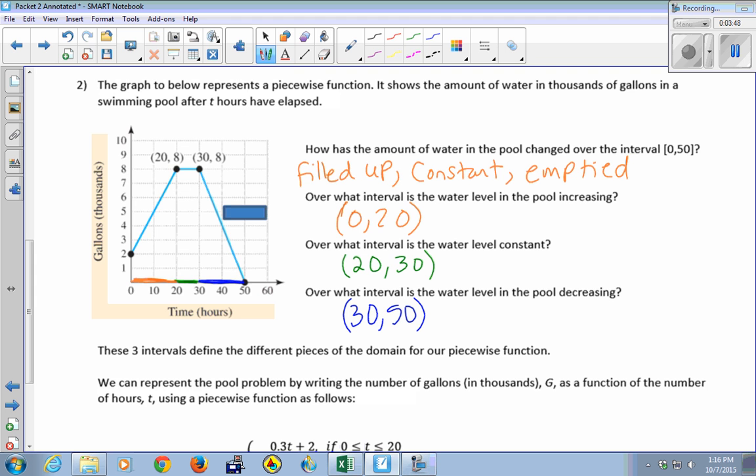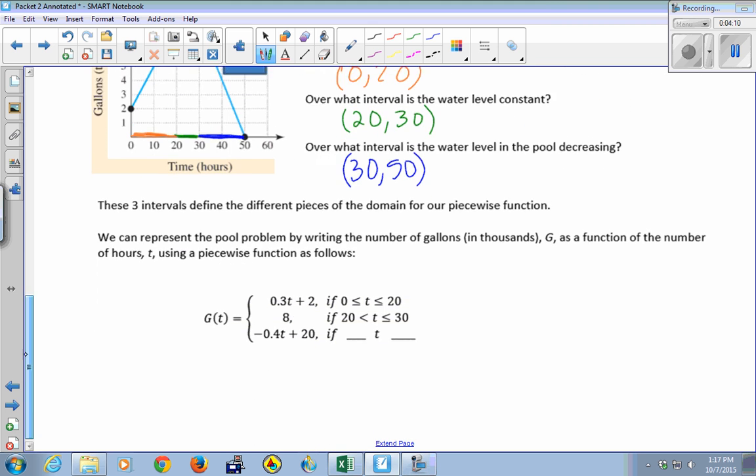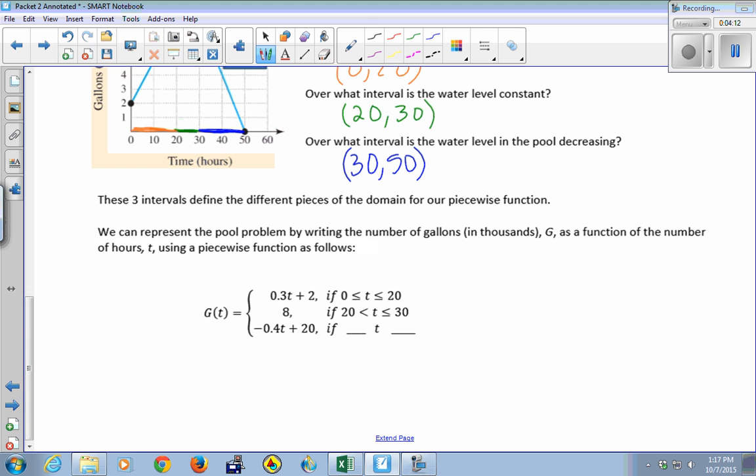So these three intervals that I wrote over here and highlighted on the axis, they define different pieces of the domain for our piecewise function. Okay, so we have to break this function into 3 different domains. If I wanted to give a formula for this, I would need 3 different formulas, one for each of these 3 different domains. Okay. So we can represent the pool problem by writing the number of gallons in thousands, G for gallons, as a function of the number of hours T using a piecewise function.